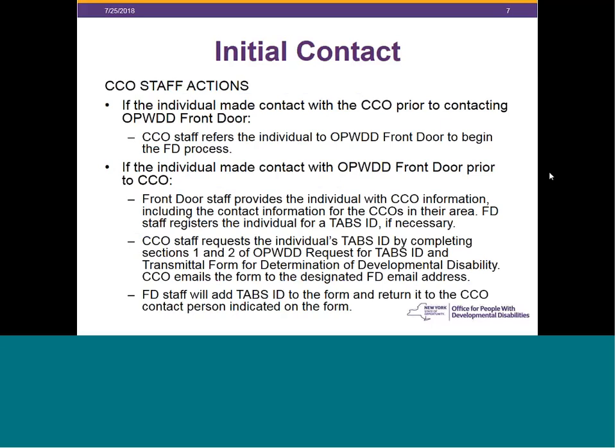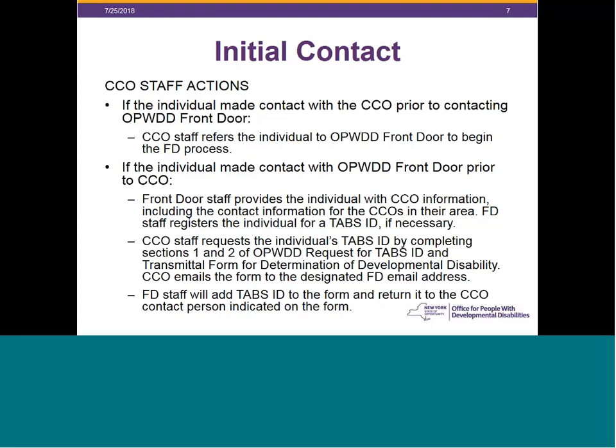Now, somebody comes to the front door in a couple of different ways. They may have already, as was the case in the MSC world, made contact with the CCO and have begun to connect with them and maybe have done some work with them. In those cases, the CCO pretty early in that contact will be referring the person to the front door to begin the front door process. Some people won't have yet connected to the CCO, will come directly to the front door first, and as I mentioned, we'll be providing information about CCOs and contact information, registering them for a TABS ID if that's necessary.